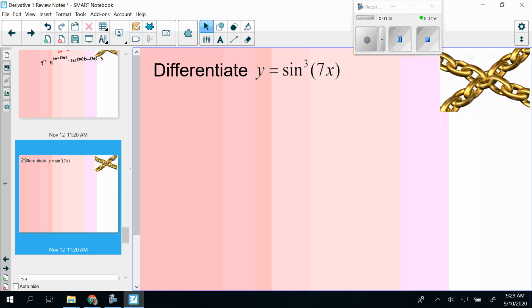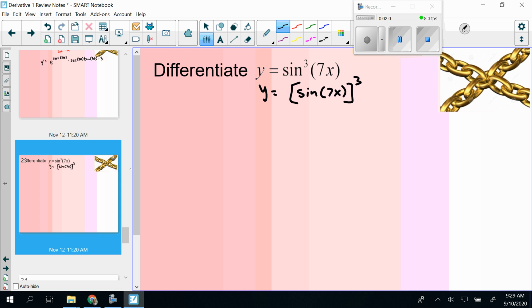All right, let's try another one. Differentiate this one. So now you have to figure out what's the most outside thing here. When they write this notation with sine cubed of 7x, it's really saying we have sine of 7x, and then this whole thing is being cubed. So on this one, the most outside thing is that power of 3, with this being the inside function. But then within that inside function, you got the sine, which is the outer one, and 7x, which is the inner one. So start on the outside and move your way in.